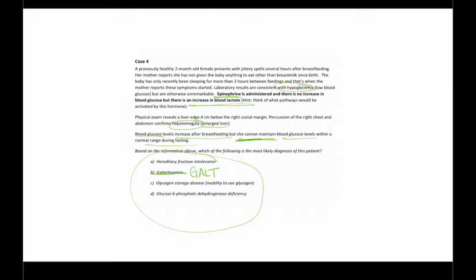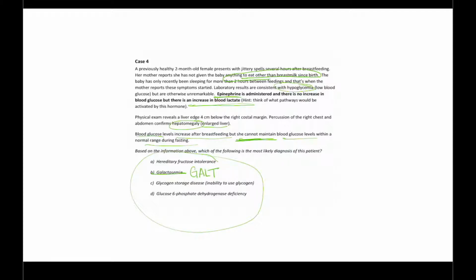G-A-L-T. So the baby has been breastfeeding since birth, has not had anything other than breast milk since birth. Galactose is present in the breast milk. If the child had galactosemia, they would have presented with vomiting and diarrhea immediately after their first feeding, like when they were born. And later, in a few weeks, hypotonia, which is low muscle tone, jaundice, and hepatomegaly. That's why I'm able to rule out answer B immediately.